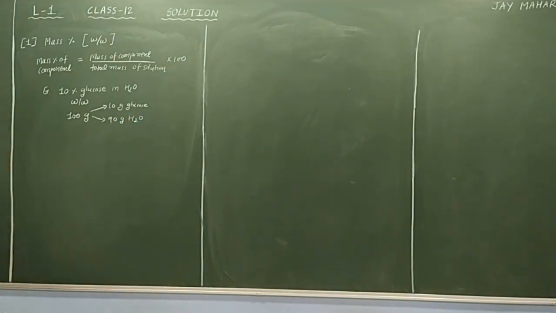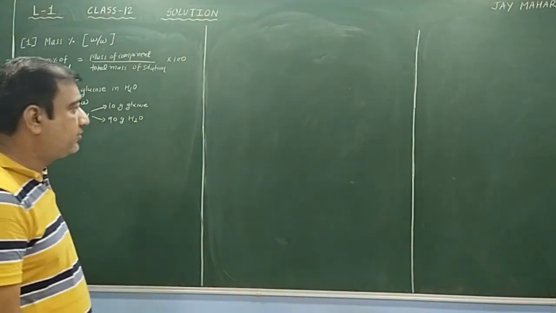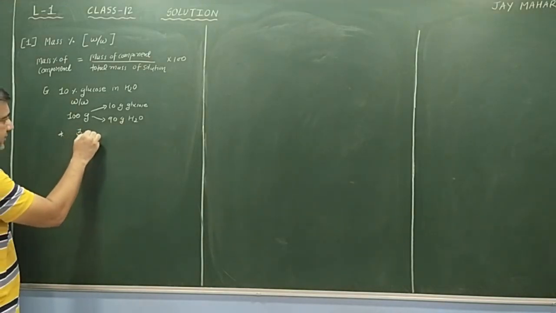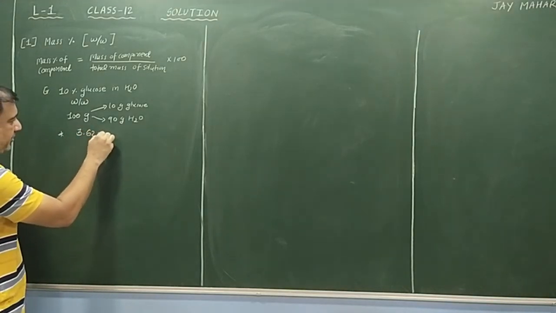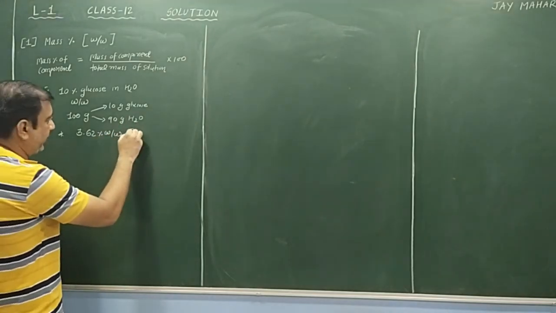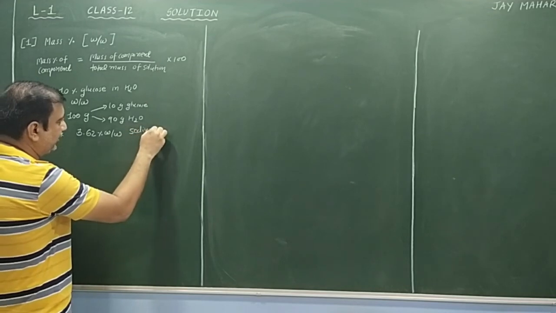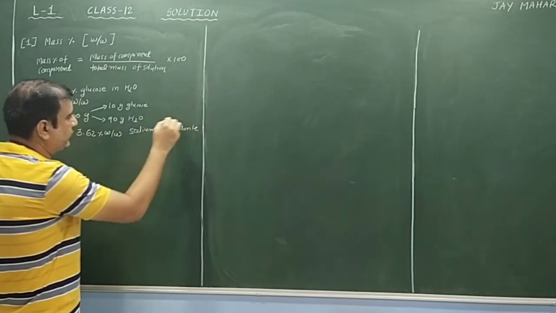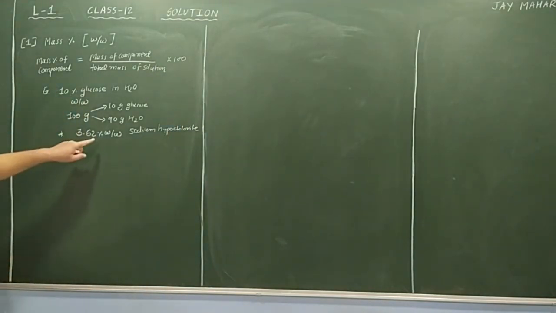So that is mass percentage. Second example is a commercially used bleaching solution, which is 3.62% W by W sodium hypochlorite solution. Percentage W by W means mass percentage.